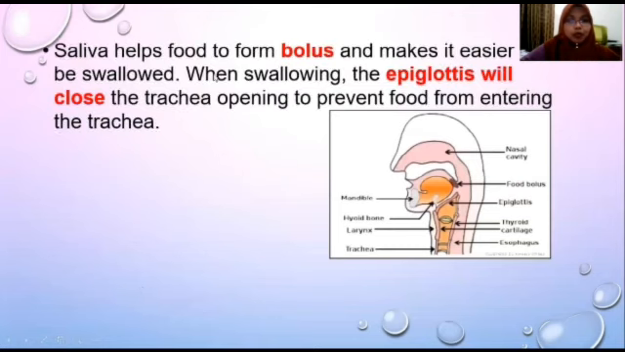Saliva helps food to form bolus and makes it easier to be swallowed. When swallowing, the epiglottis will close the trachea opening to prevent food from entering the trachea. So this is extra information for you. Okay, when the food is bitten by the teeth, we chew the food. So now the food becomes bolus. So when we swallow the food, what happened to the epiglottis? Epiglottis will close the trachea. So the bolus will enter our esophagus.